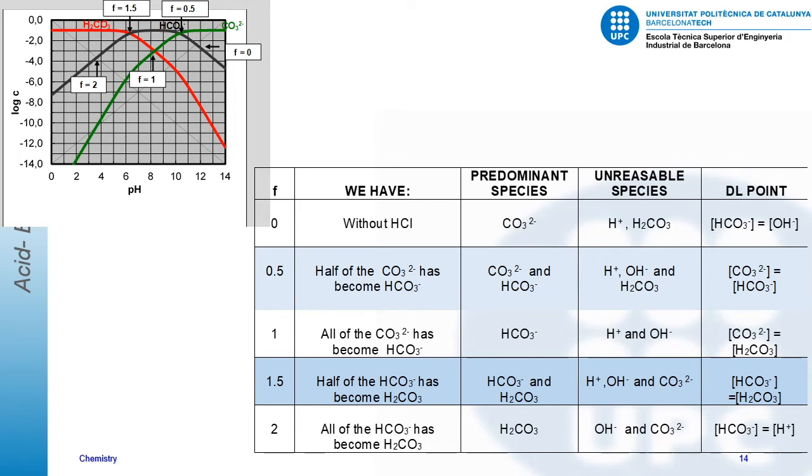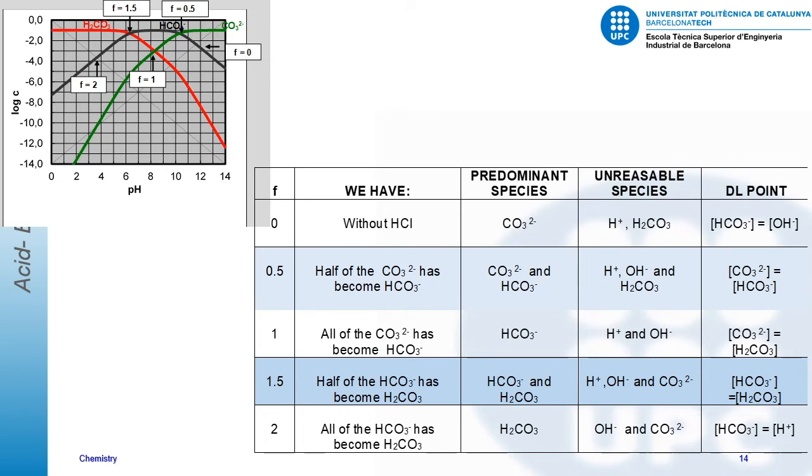In the second row, we have F equals 0.5. The crossing point in the diagram is carbonate with hydrogen carbonate. Initially, we only had carbonate, but now half of it has transformed into hydrogen carbonate. In this case, the predominant species are carbonate and hydrogen carbonate. The rest can all be dismissed.